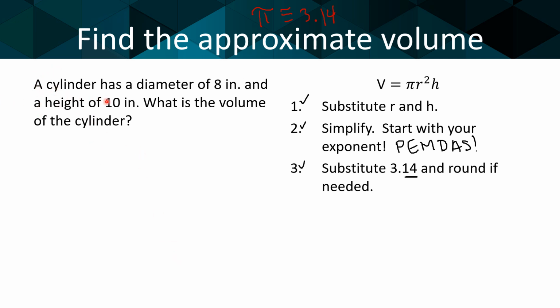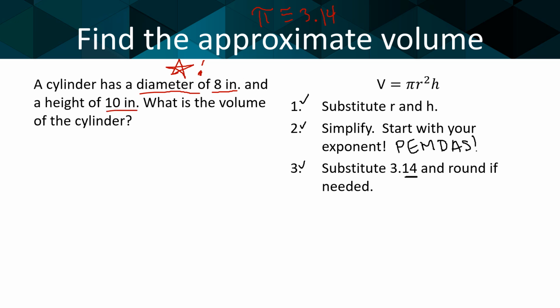So we have a cylinder has a diameter of 8 inches and a height of 10 inches. So let's go ahead and underline that important information. 8 inches, which is the diameter. Careful, careful, careful. It's not a radius, it's a diameter, so we're going to have an extra step to take here. And then a height of 10 inches.